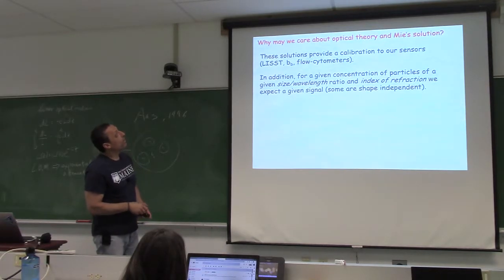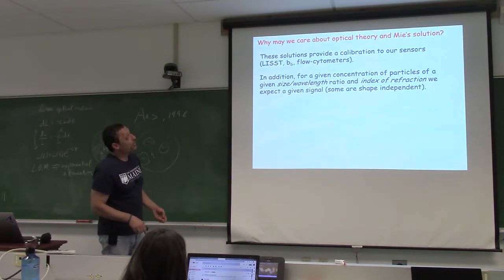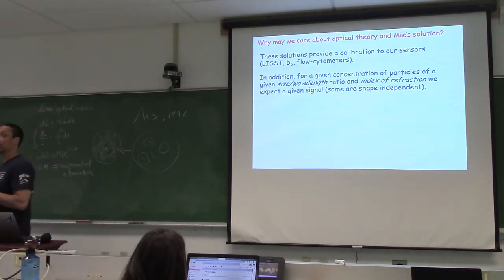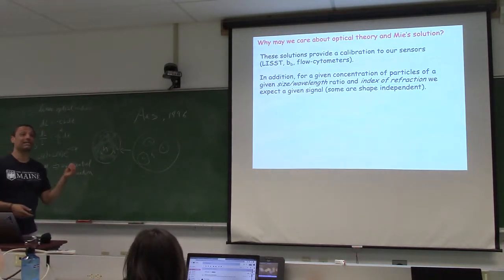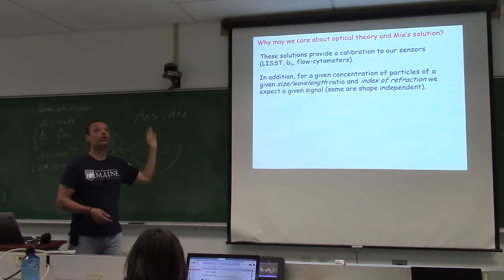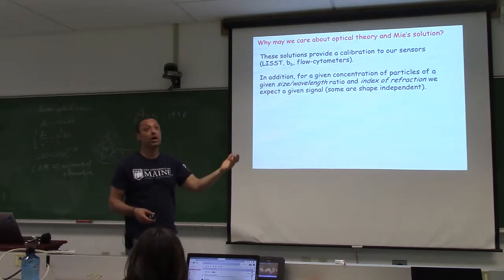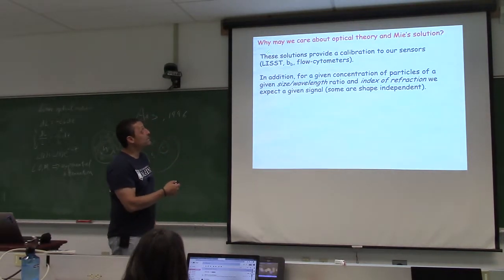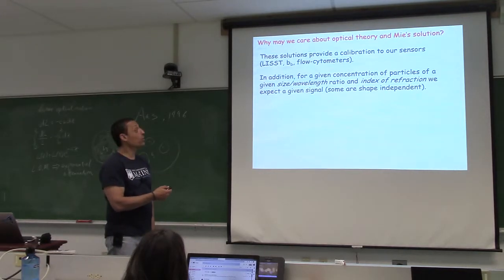So why may we care about optical theory and Mie solutions? These solutions have been used a lot and have given us a lot of insight, despite the fact that they're for an idealized particle. We learned a lot from them. As I show you, geometric optics applies to many types of particles. It's used in the list as one of the possible inversions. You can also use a natural particle one.